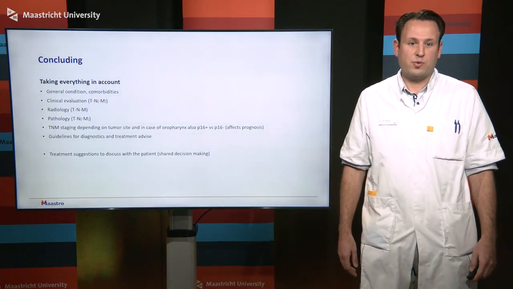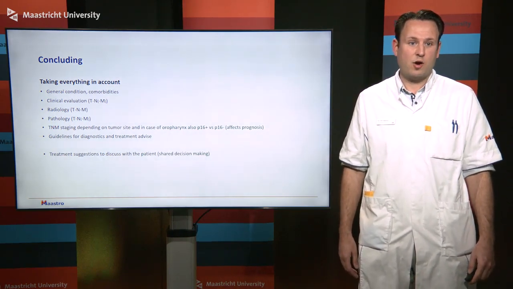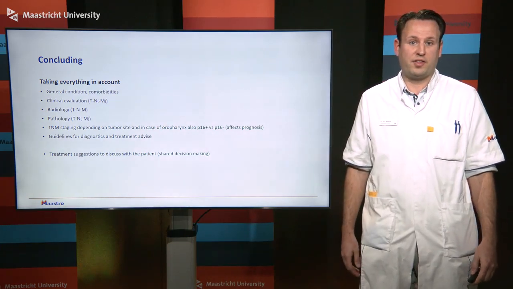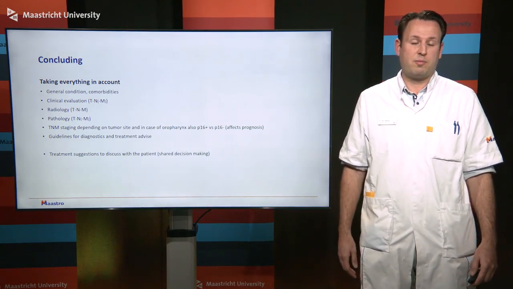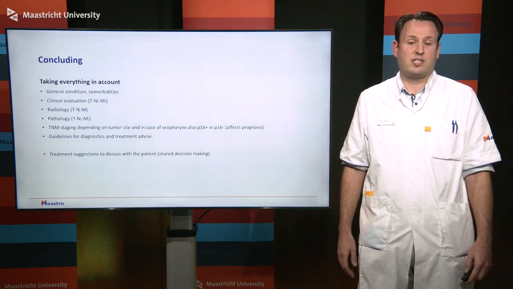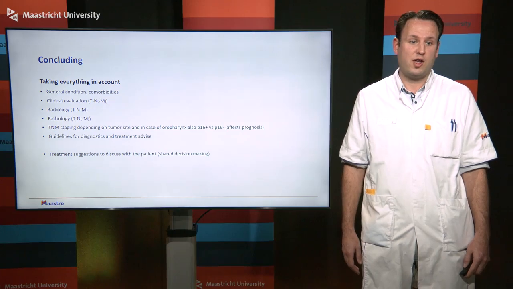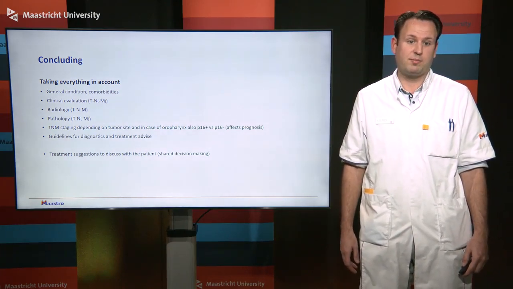So to conclude, we have the general condition of the patient, excluding comorbidities. We have our clinical examination in which we have a first impression of the T and the N stage, and sometimes also about the M stage. We perform radiology to confirm that the suspicion of physical examination is the location of the tumor and the location of the lymph nodes. We perform pathology to confirm the presence of malignancy.